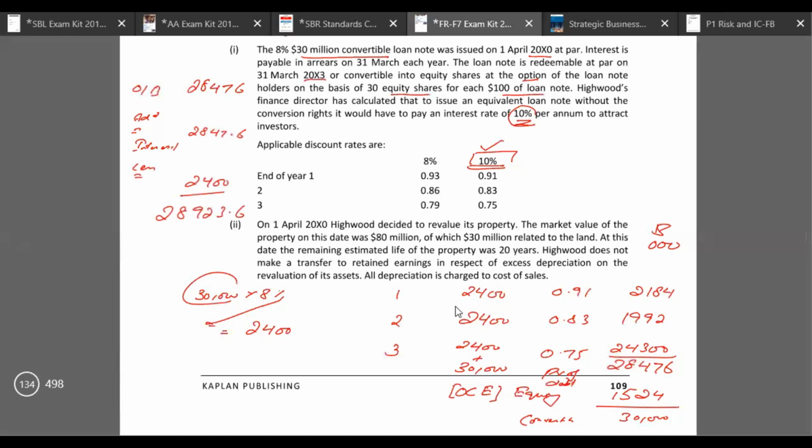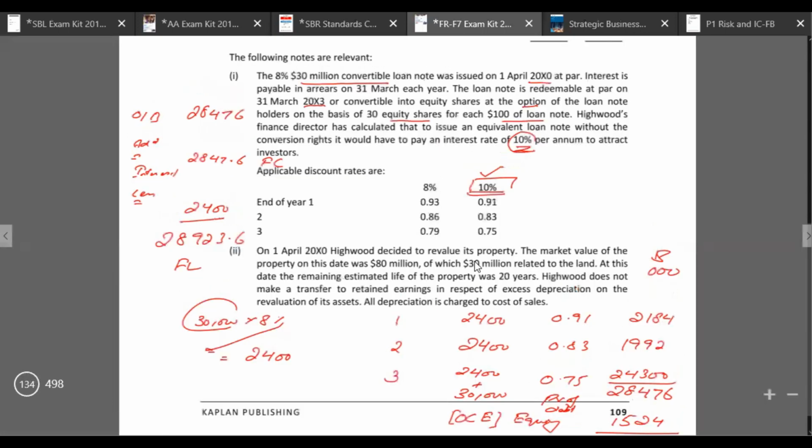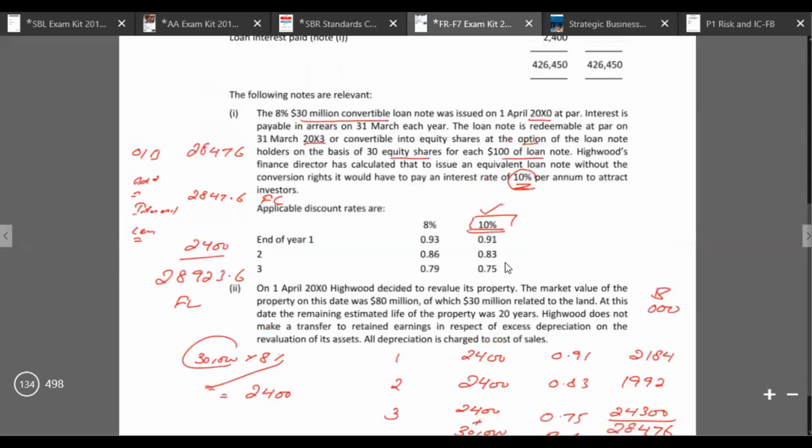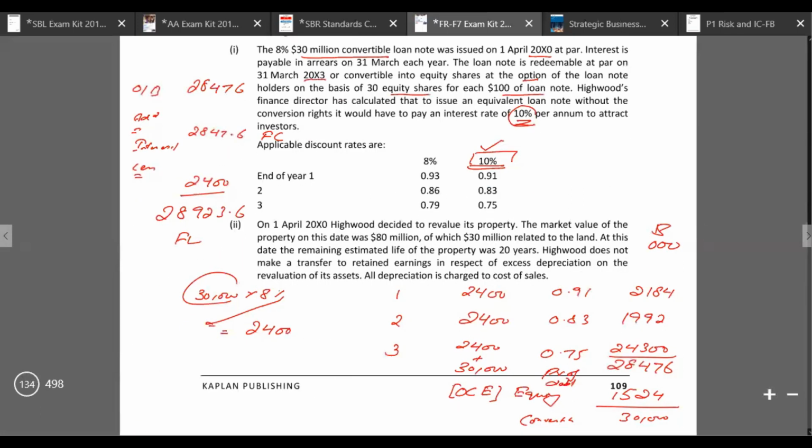So this is how you can calculate it. First of all, you have to split the convertible bond into debt and equity, and then the debt figure will go in the working of the amortized cost. So this is your financial liability, and this is your finance cost. So this is how you're going to do the convertibles. So this was Highwood. Hopefully you understand that.